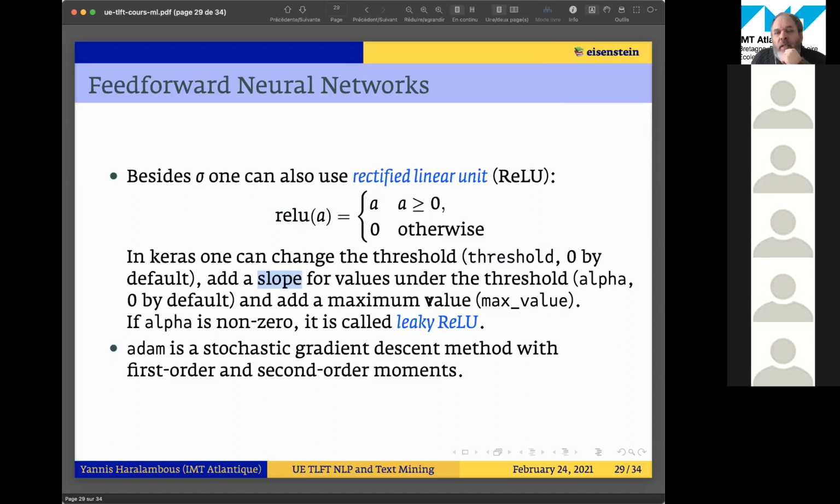And you can add a maximum value, so it's identity, but until some maximum value.